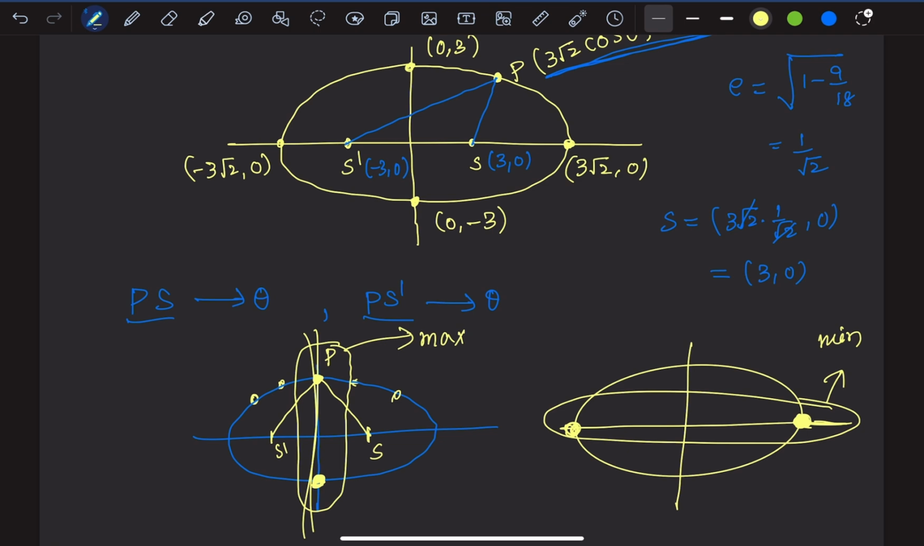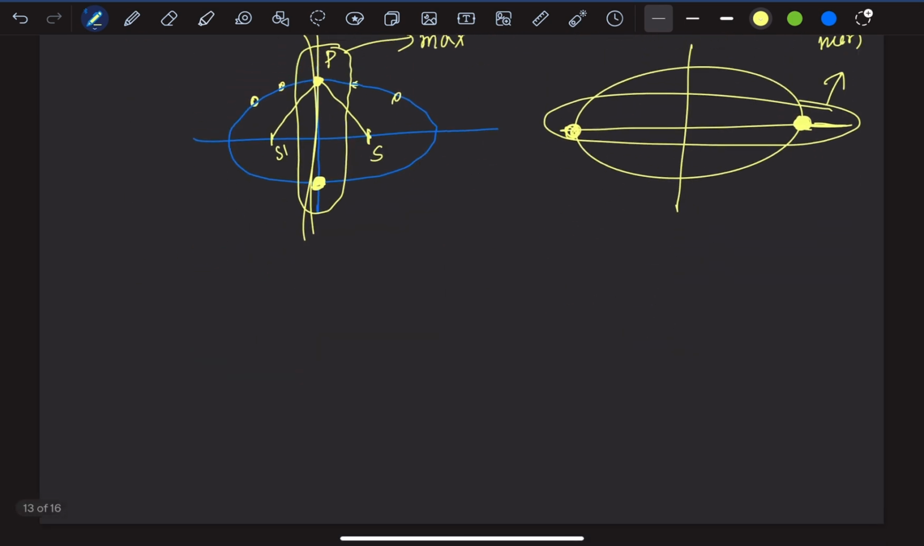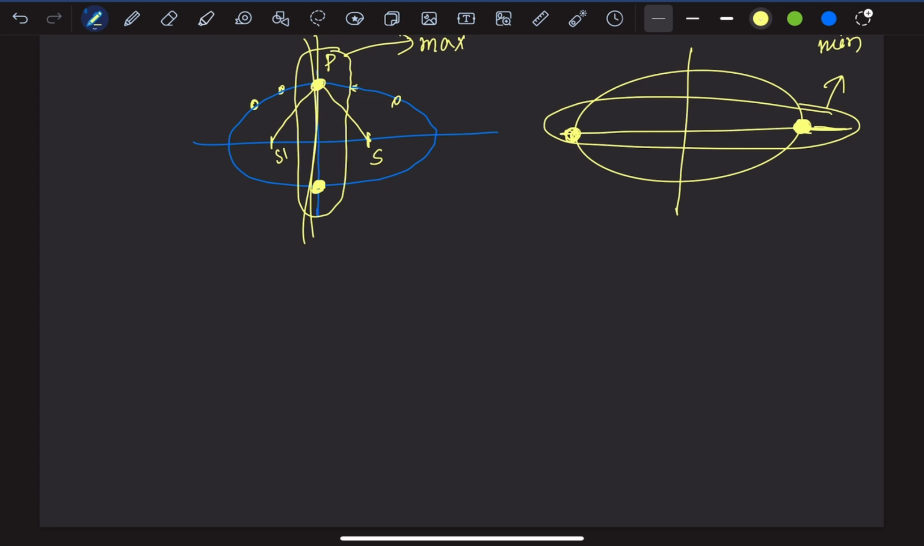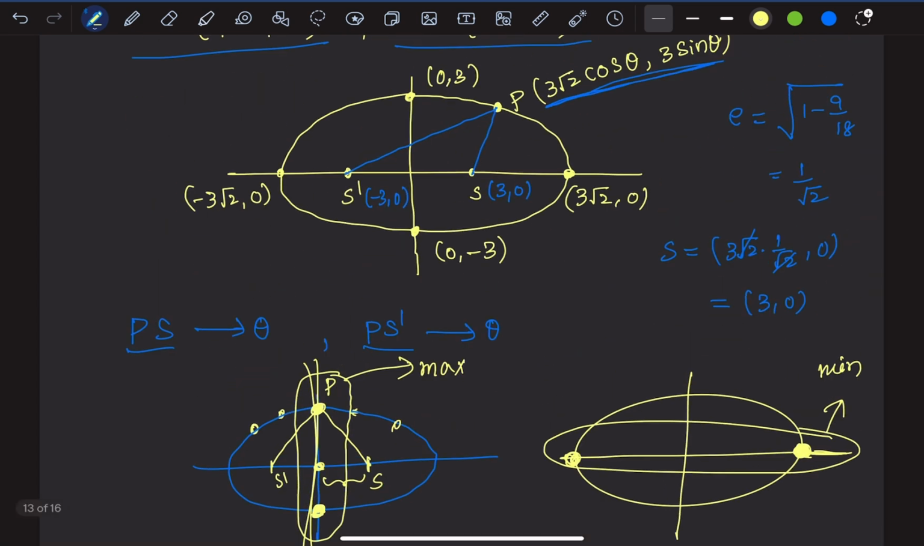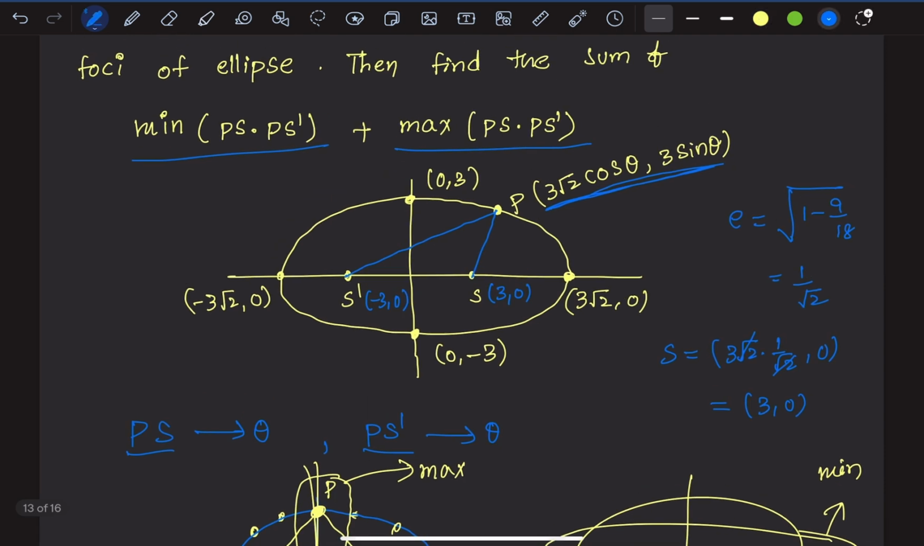So here also we'll try to do the same thing, and it is very safe to assume that the maxima and minima happen at such points. 90% of the times this trick works. So this is the bet that you should take in your exam. All right, so let us say P is here.